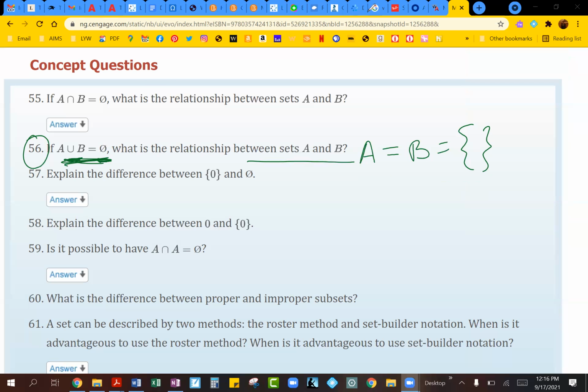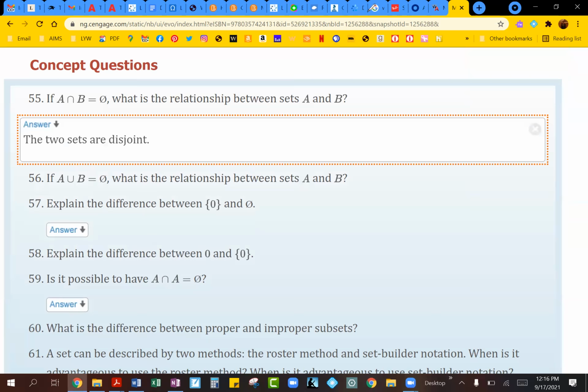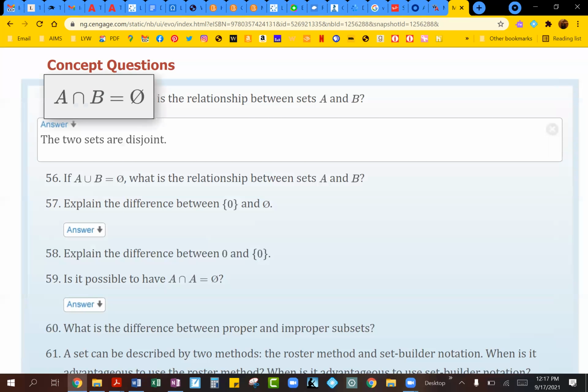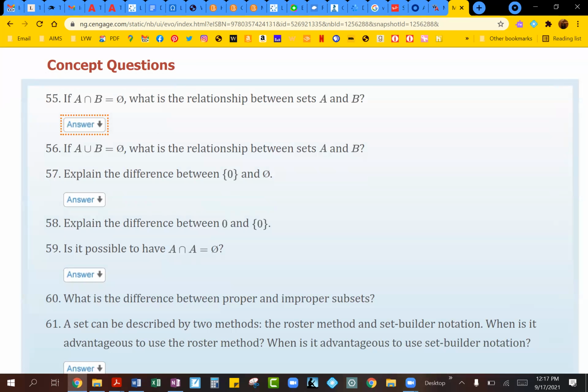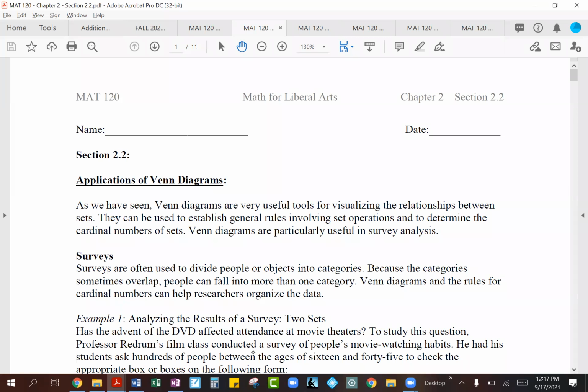And you can kind of see that's what you have over here in 55, because they're talking about the intersection of A and B being an empty set. And that's because they are disjoint sets, or like I said, you can say they are mutually exclusive sets. That's why they're empty. But with union, the only scenario can be both being empty sets. All righty, perfect. So those were some examples that I wanted to show you from section 2.1.